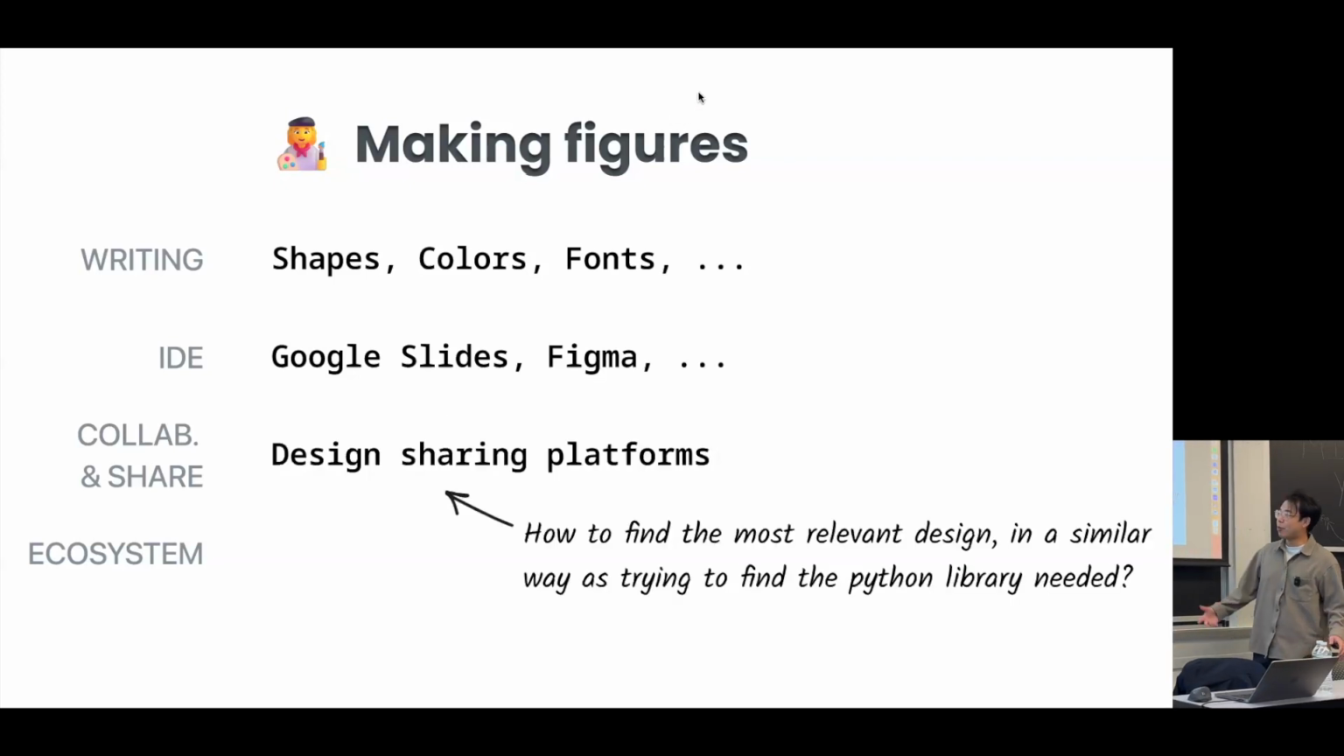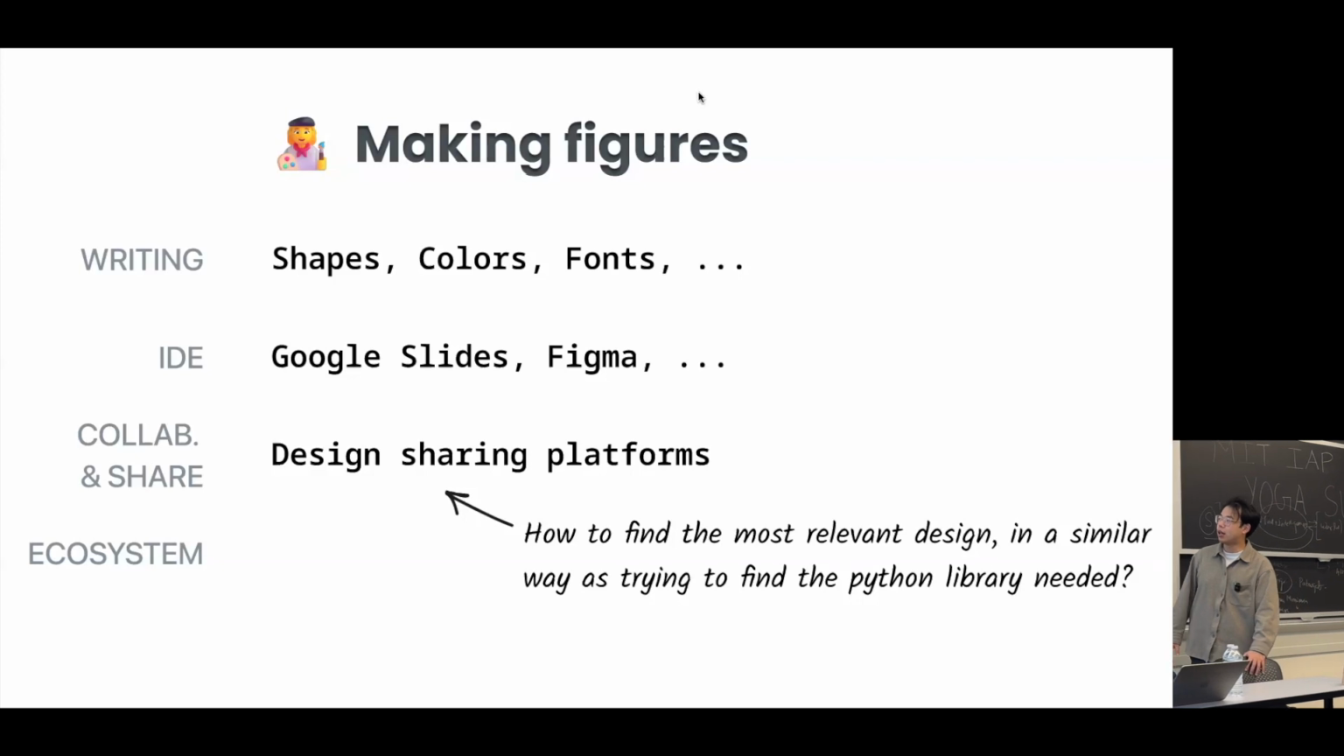And then collaboration and sharing. Apparently there are some design sharing platforms. But then the question is, how do you find the most relevant design, in a similar way as trying to find a Python library for your project, right?